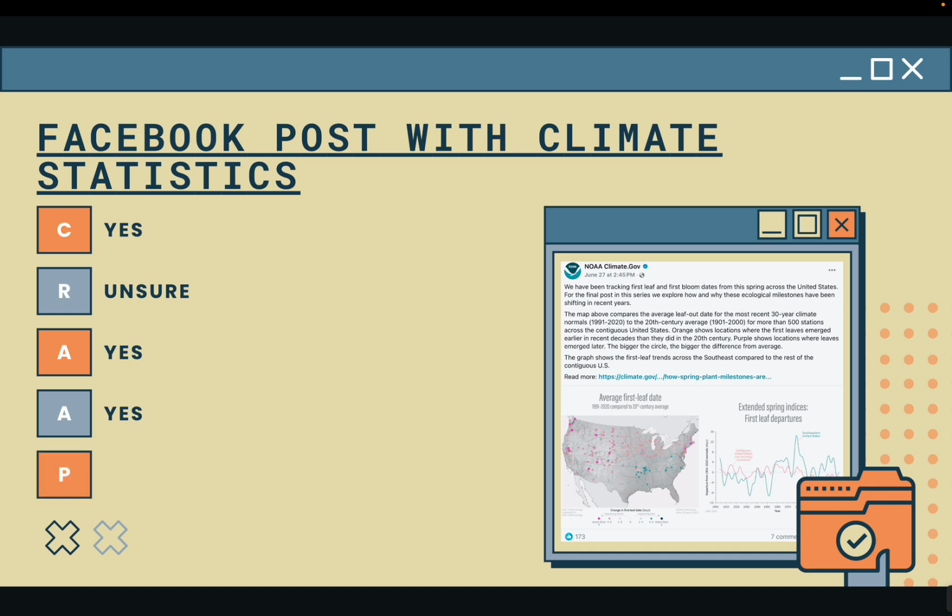Purpose, why was it written? It informs and educates objectively. While it does serve under a climate change statistic, it does make sure that it is objective in what it states.